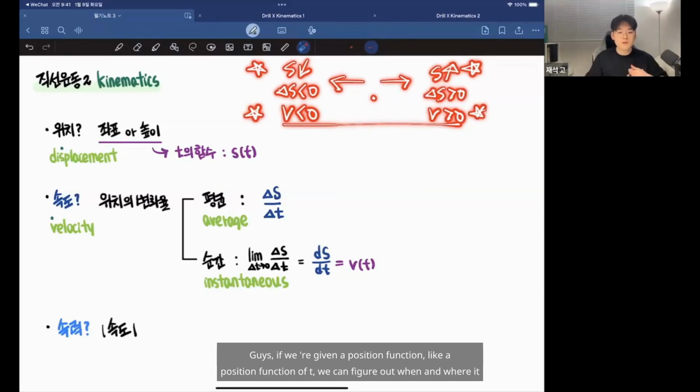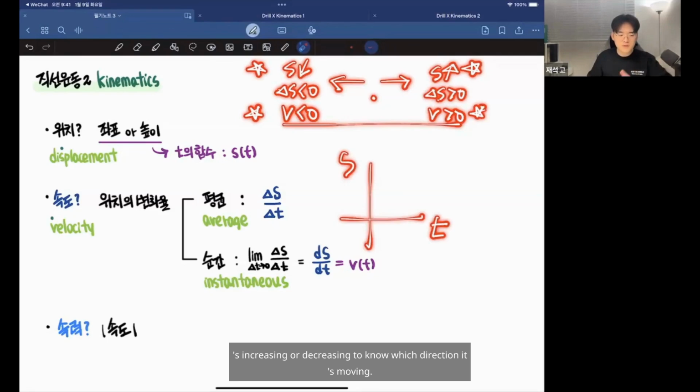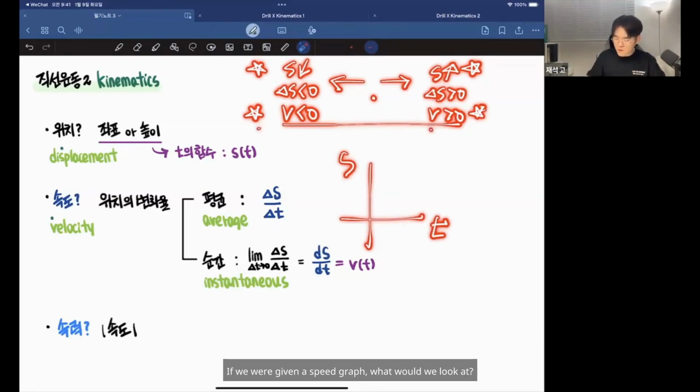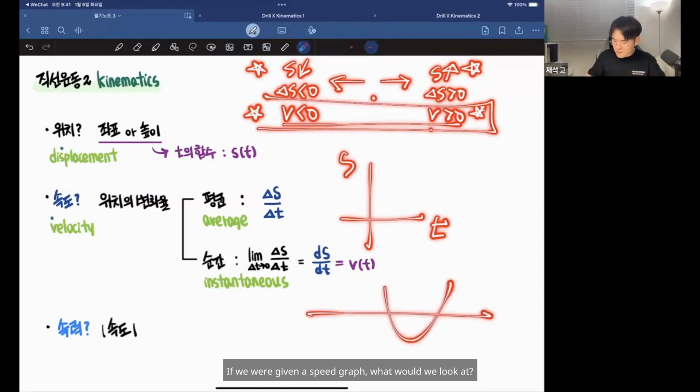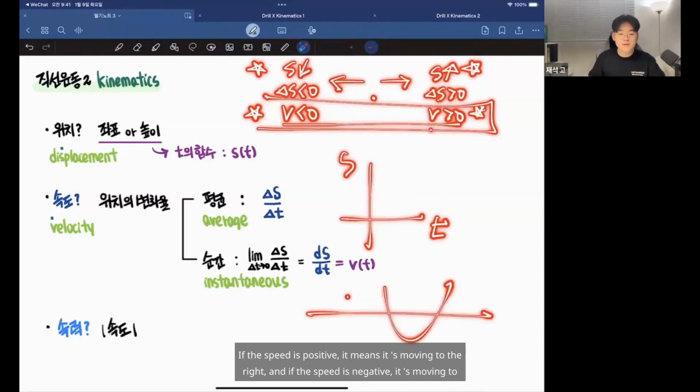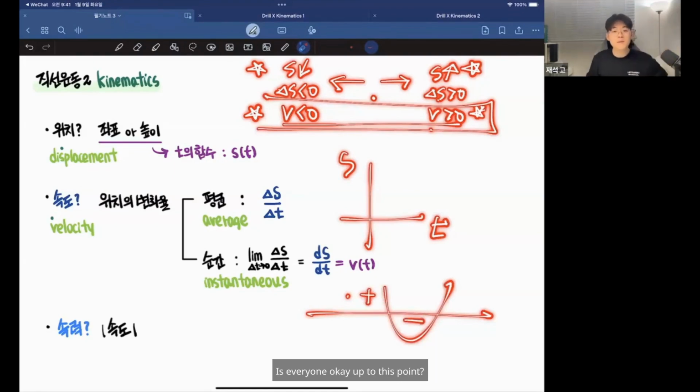Guys, if we're given a position function, like a position function of t, we can figure out when and where it's increasing or decreasing to know which direction it's moving. If we were given a velocity graph, what would we look at? Are we looking at the sign? If the velocity is positive, it means it's moving to the right, and if the velocity is negative, it's moving to the left. Got it, guys? Is everyone okay up to this point?